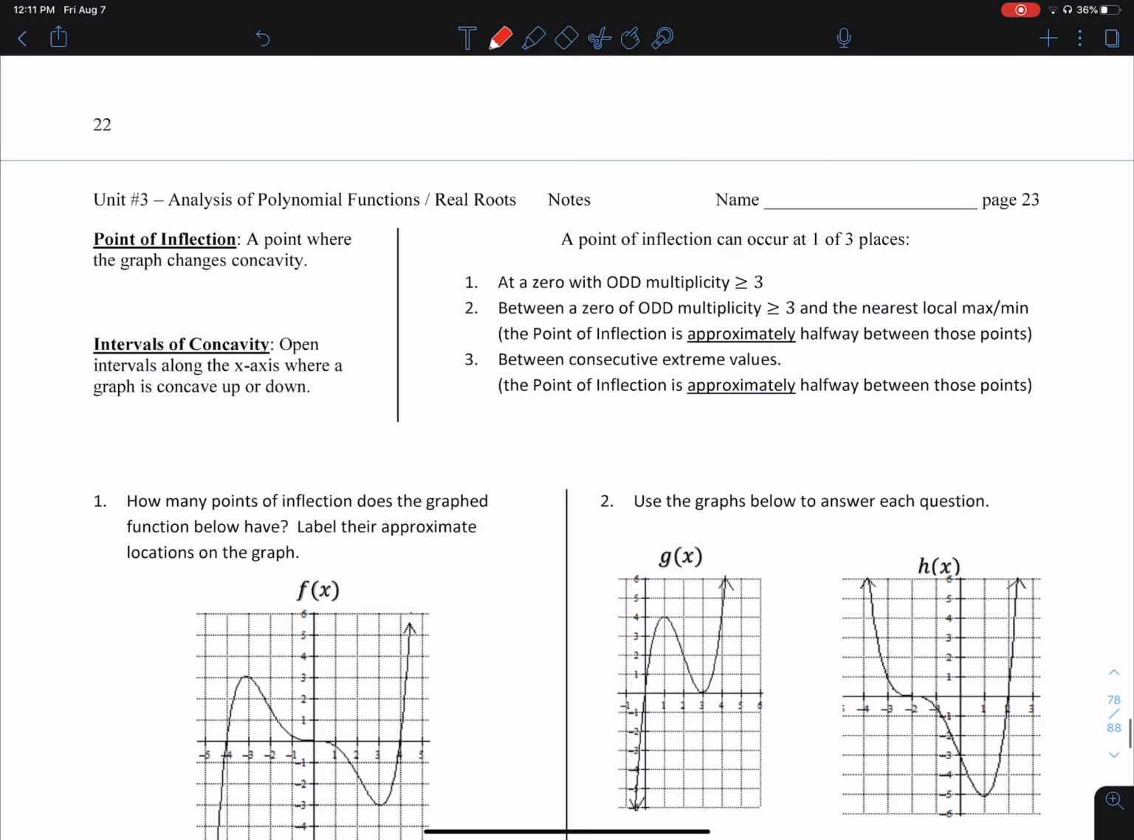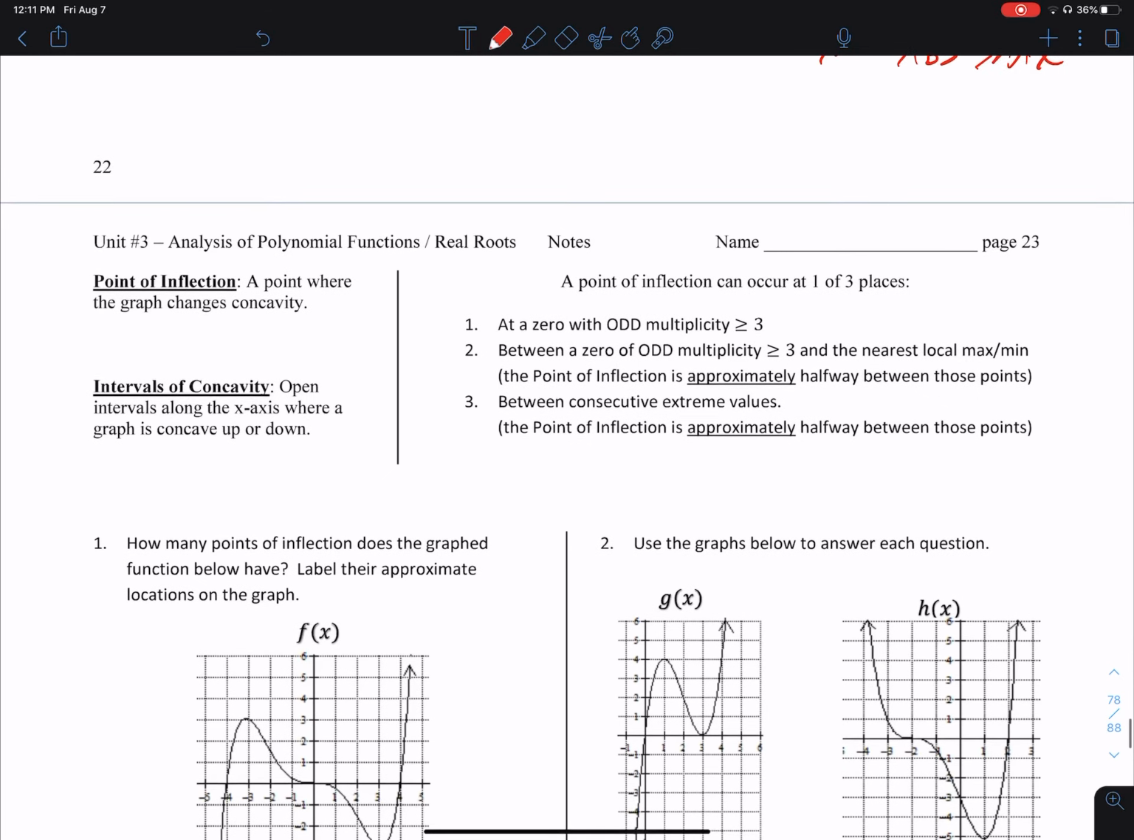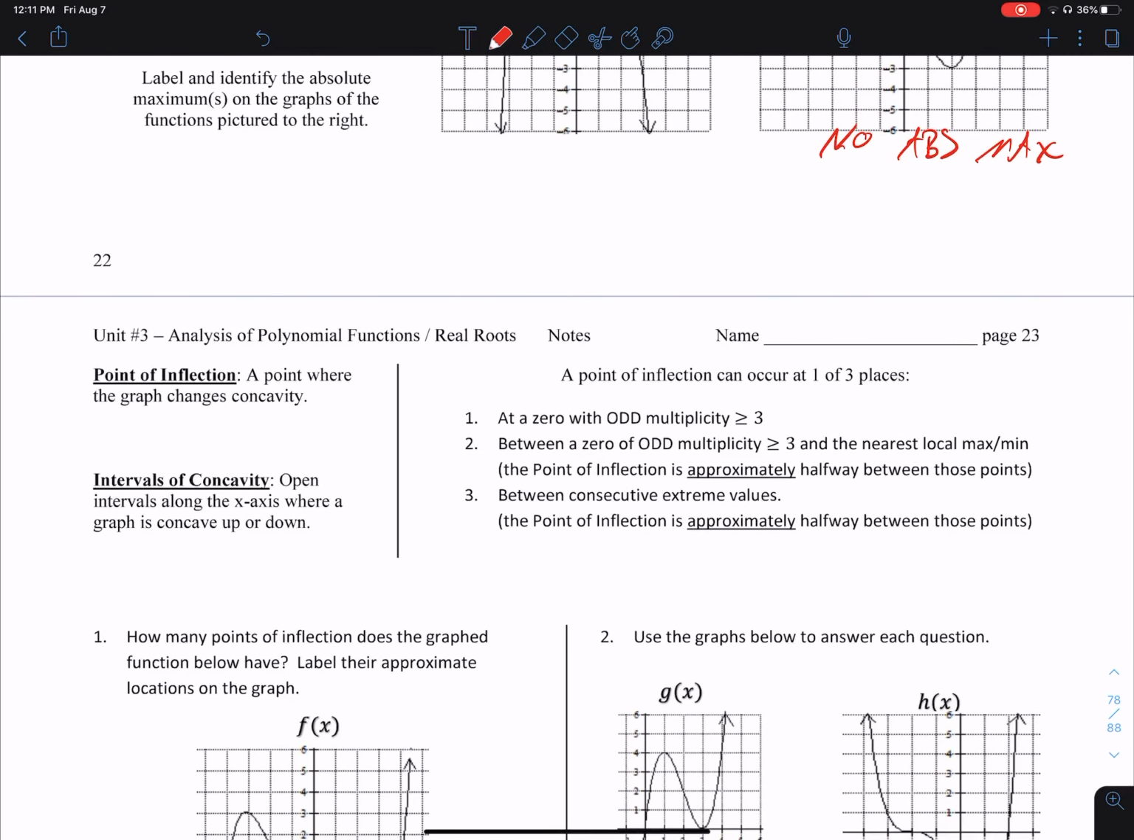A couple more terms. Point of inflection and intervals of concavity, which we haven't talked about yet. Point of inflection, also known as an inflection point, is a point where the graph changes concavity.